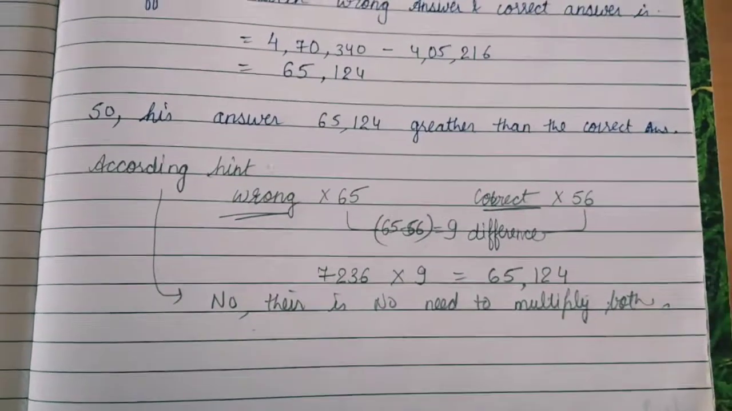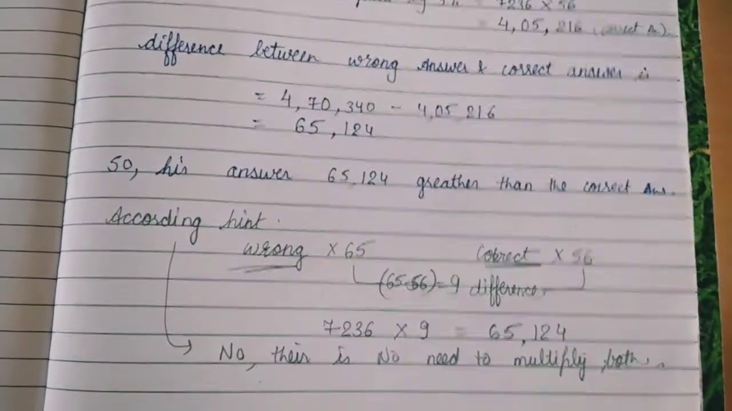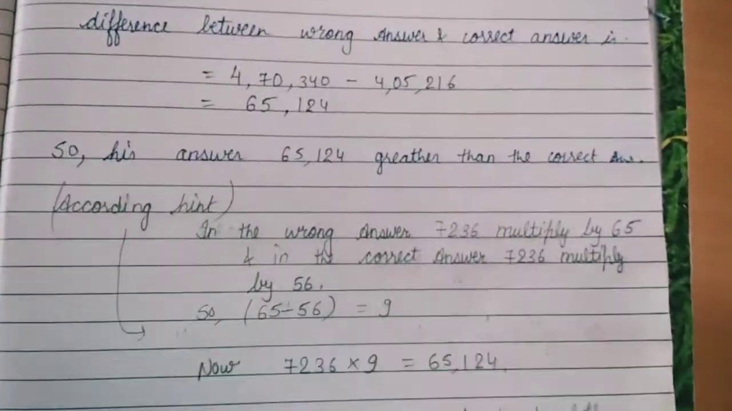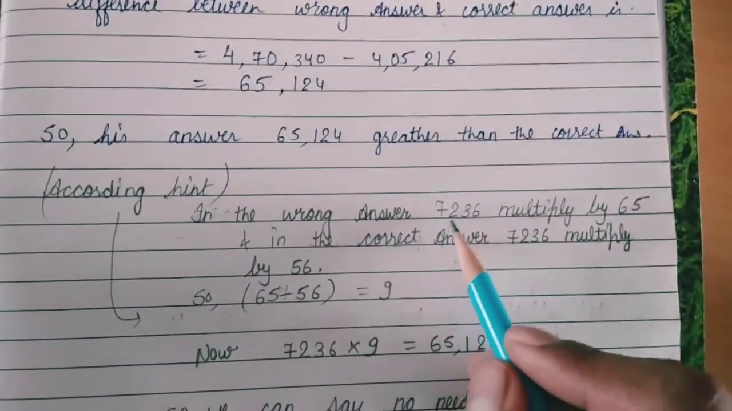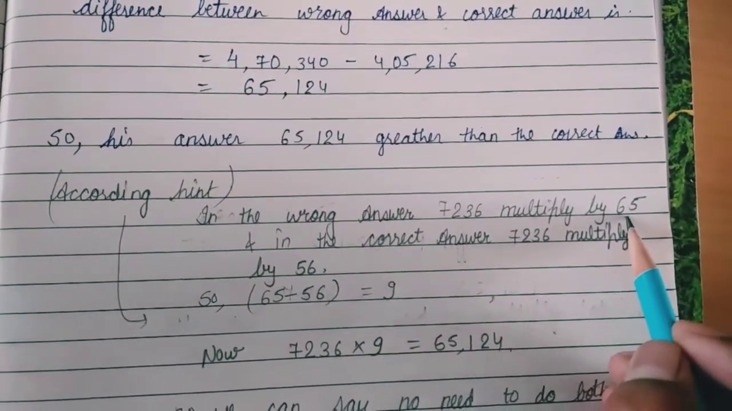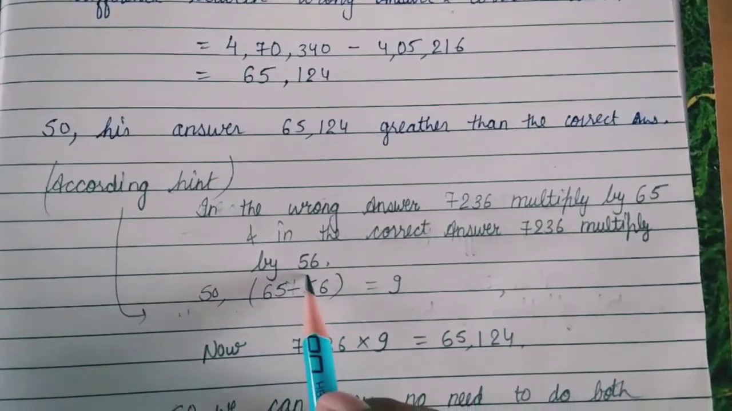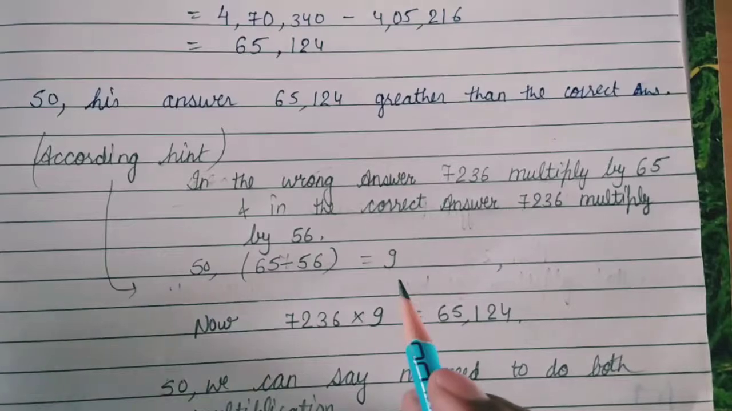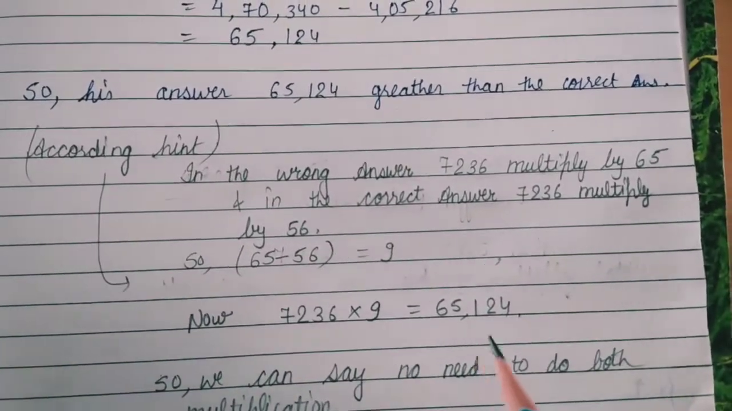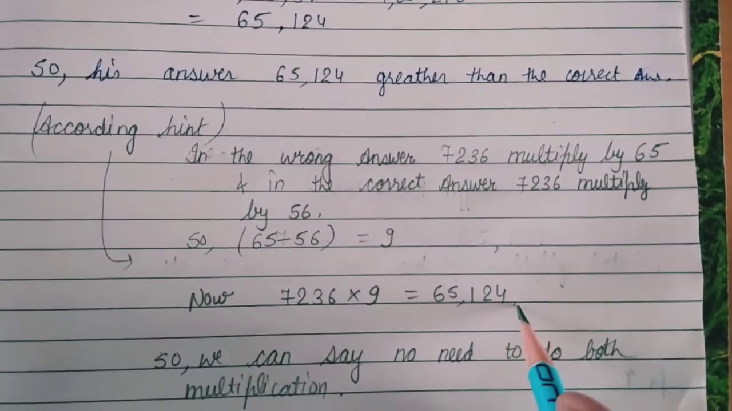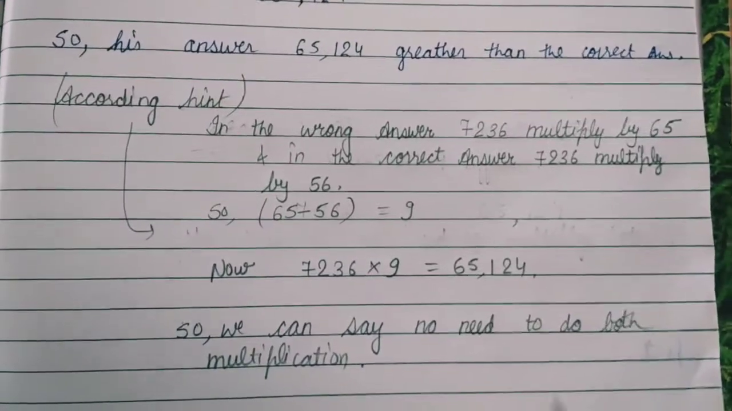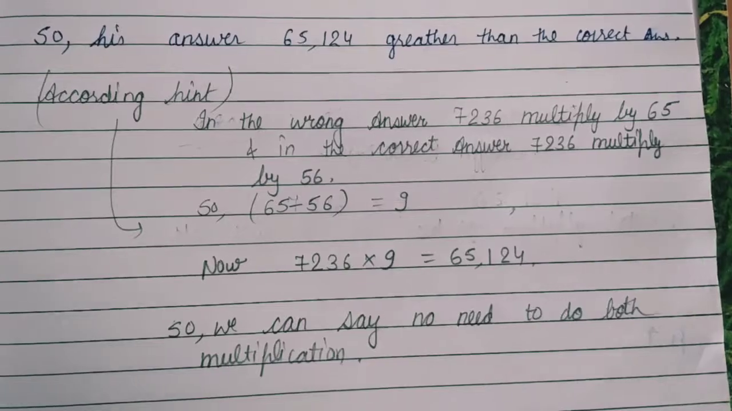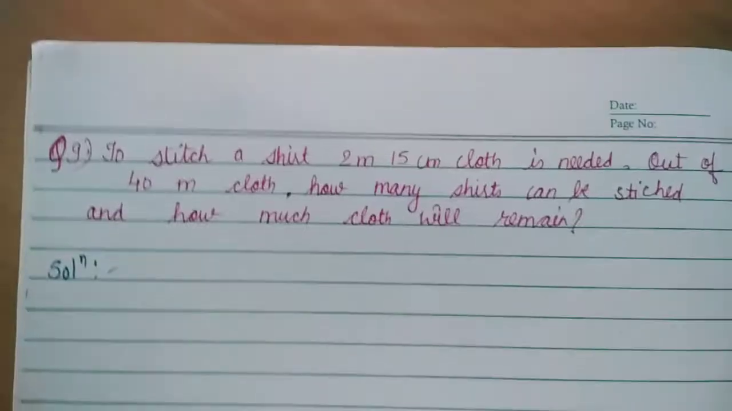I hope that you understood this. Now we will write all these things in a simple manner. In the wrong answer we multiplied 7236 by 65 and in the correct one we multiplied by 56. The difference is 9. So 9 will multiply the number and gives us 65,124. So we can say there is no need to do both multiplications. Here we completed the solution of question number 8.